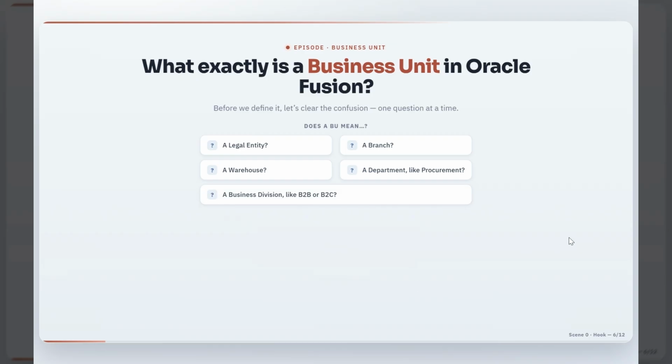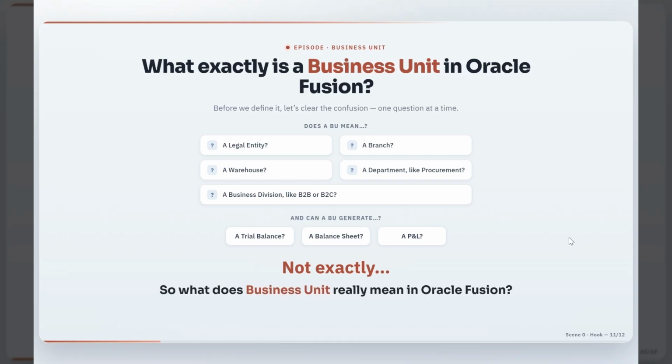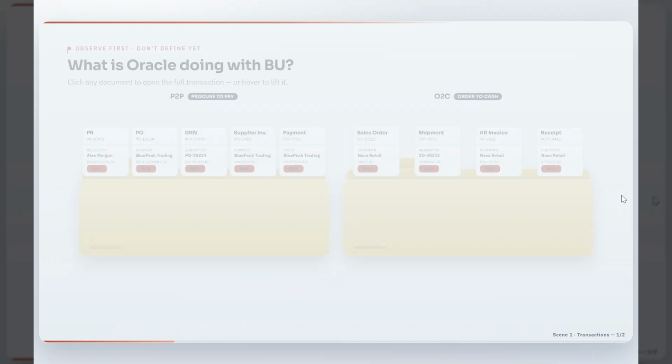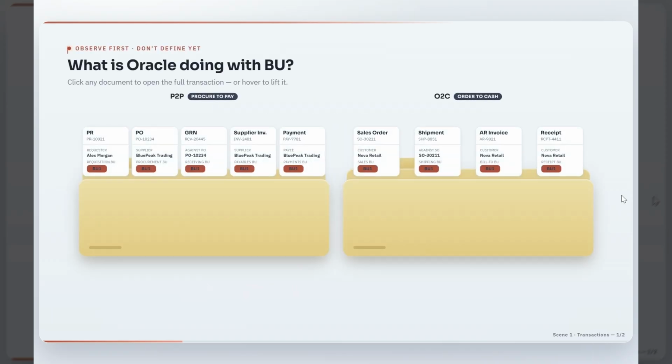And here is another common question. If we create a business unit, will Oracle automatically generate a trial balance for it, a balance sheet, a profit and loss statement? Not exactly. So instead of beginning with a textbook definition, let us follow one ordinary business transaction and observe what Oracle is doing. Let us begin with the procure to pay folder and move through it slowly.